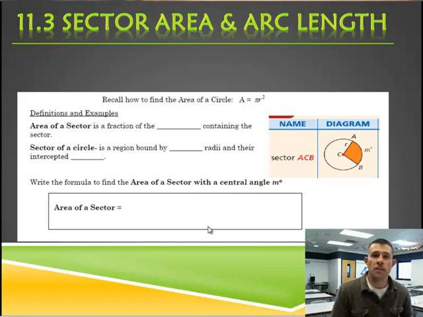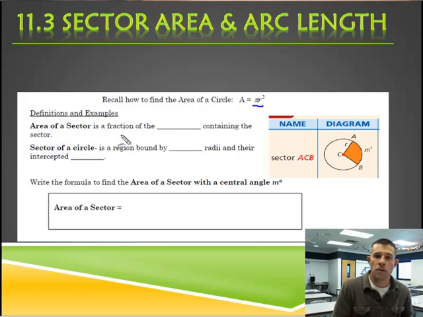Today we're going to take a look at finding the area of a sector and the length of an arc. So before we get started, remember how to find the area for a circle. The area formula for a circle is pi times the radius squared. So we just really need to know the radius of our circle. All right, let's jump in.